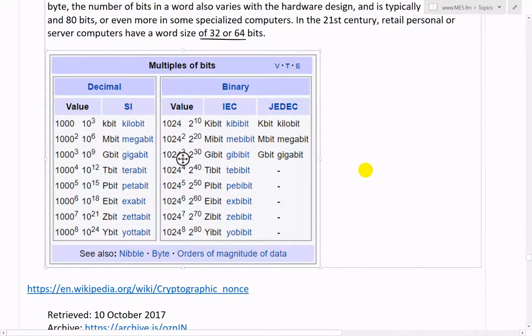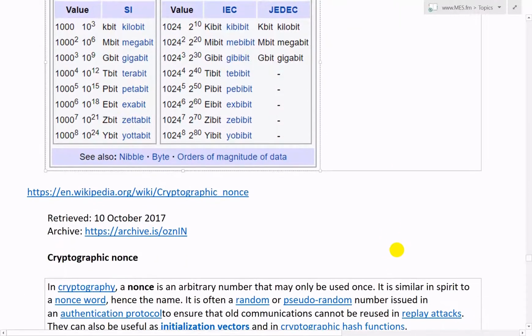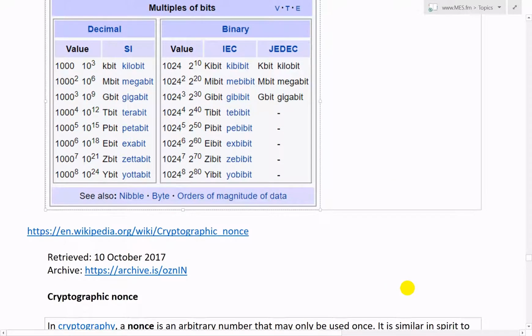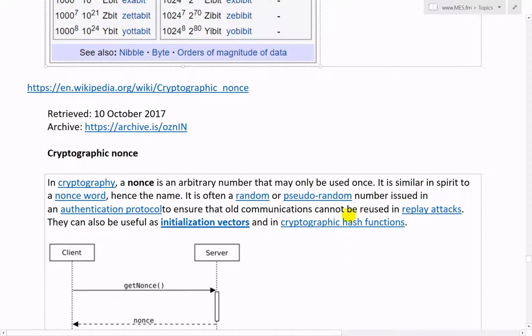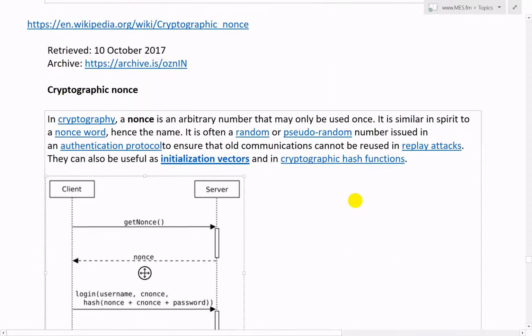Here are some other ones over there. It's a kibibit, mebibit, gigabit there. I believe most of them use bytes now, gigabytes or whatnot. And there's the decimal version of it, and there's a binary version of it. So, interesting stuff. I just want to go over the cryptographic nonce just for background.